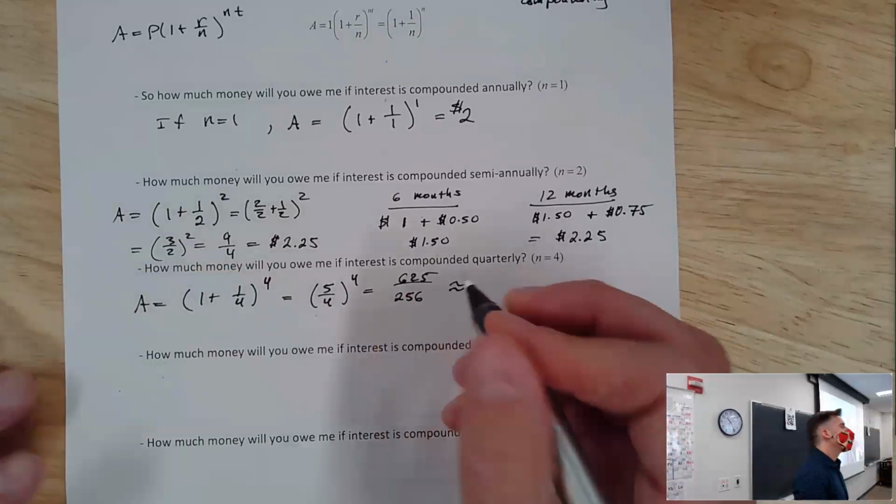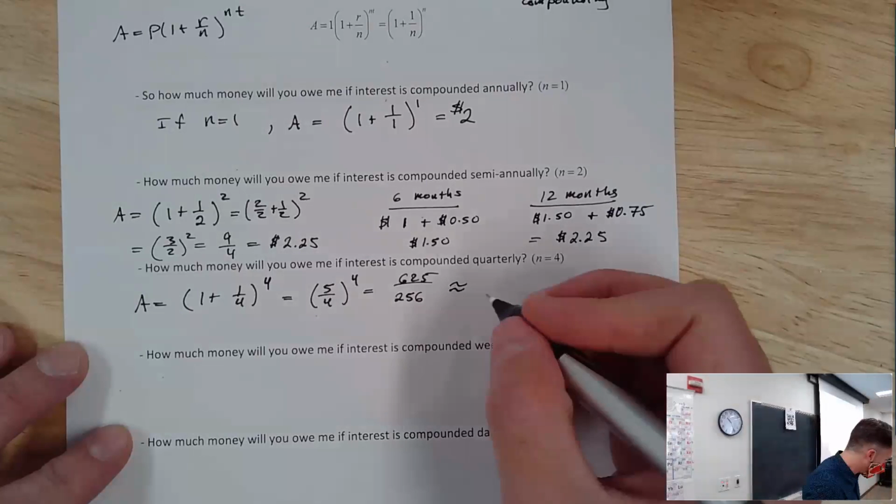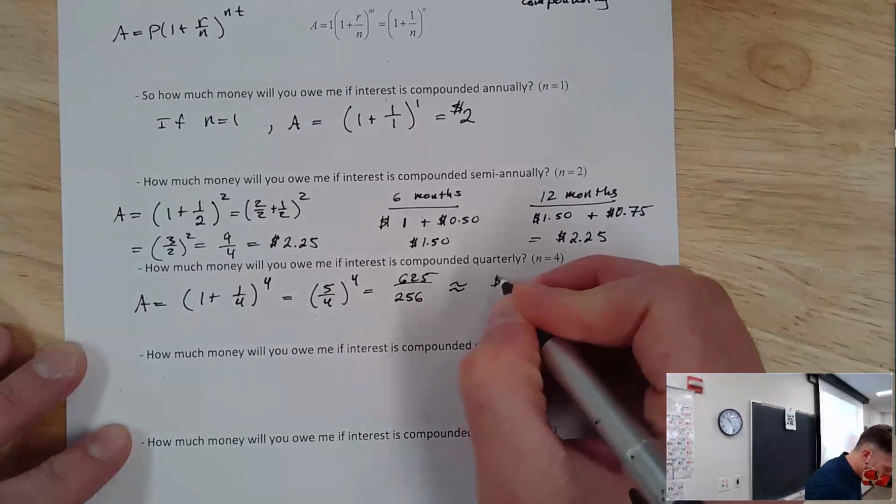The only reason I know that is because it's 2 to the 8th, and I've memorized my powers of 2 because they come up a lot. And you've also played that stupid block game where you have 2, 4, 8, 16, etc. So I mean, come on. But this is approximately $2.61.